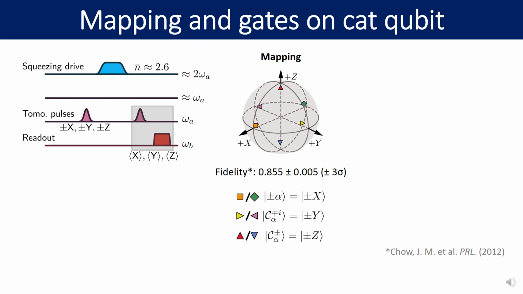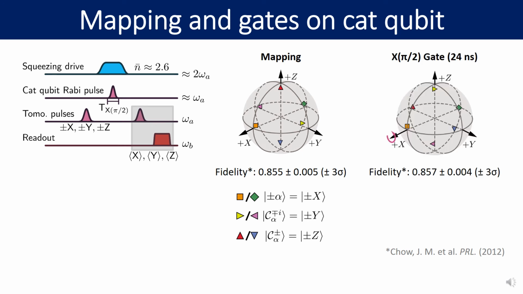The first gate is going to be an x pi over 2 rotation, and that's based on this continuous x rotation that I showed you earlier. And it's basically just we're applying now a calibrated Gaussian pulse to our Kerr-Cat qubit, which takes about 24 nanoseconds, and it's calibrated so it does a pi over 2 rotation. And here's the result of the tomography.